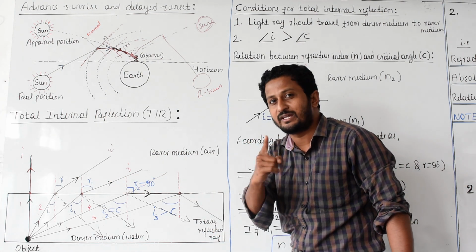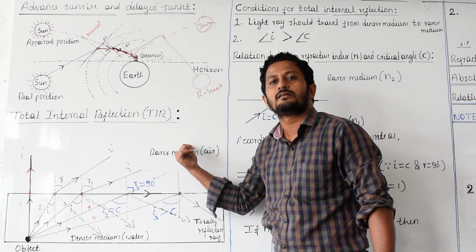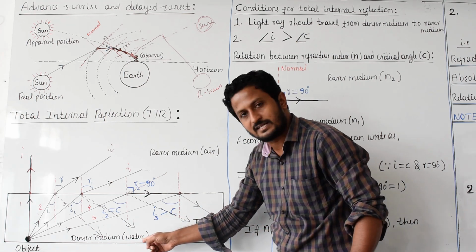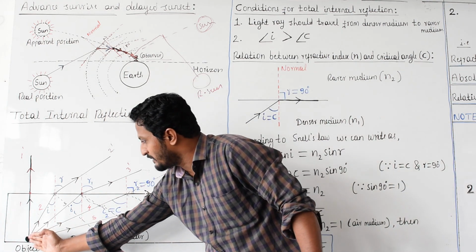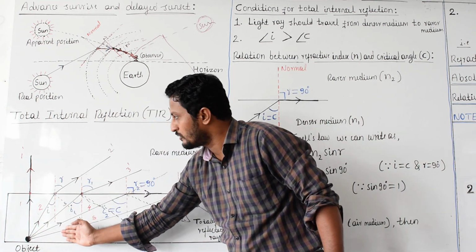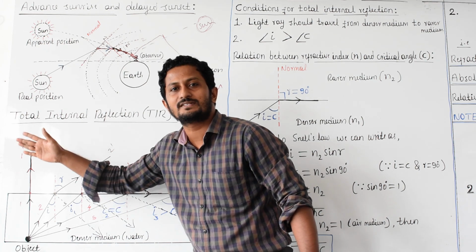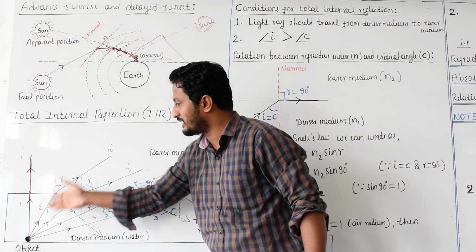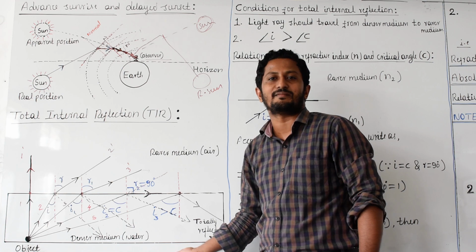This happens only when light is moving from denser to rarer. Suppose you reverse the medium. Take this as a rarer and this as a denser. If light is coming from rarer to denser, it keeps bending towards the normal. That said, there is no question of the light bouncing back into that medium.